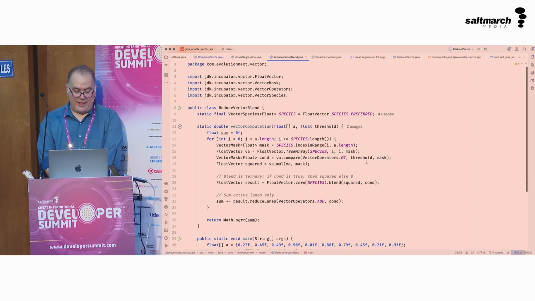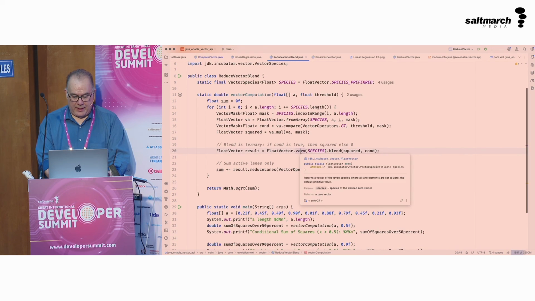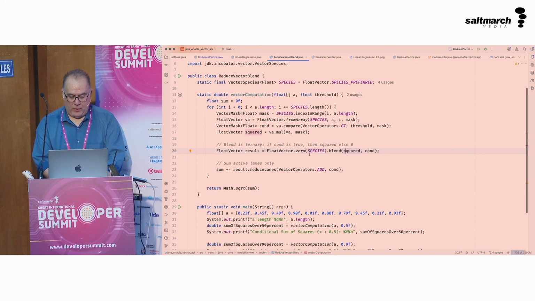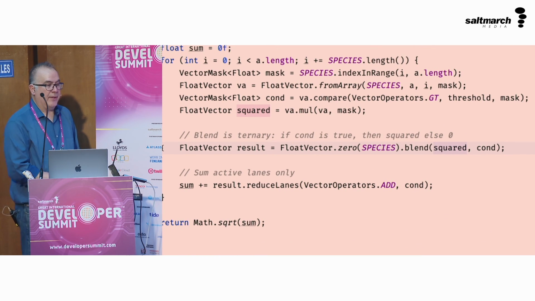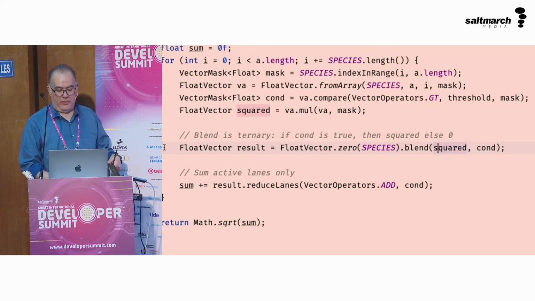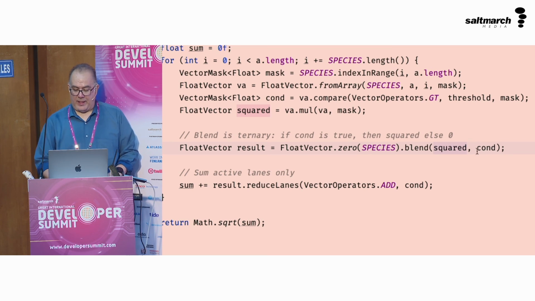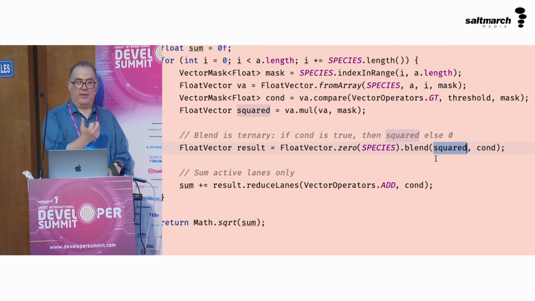All right, so on this one, what we are doing here is we are doing a blend. What's a blend? A blend is a ternary operator, okay? You're familiar with the ternary operator. If some condition is true, then square it. Otherwise, make that one a 0. So here's 0, but we're going to blend that with a squared and a conditional. And if that conditional is true, then this vector is going to be filled in with the square. Okay? That's what blend is.